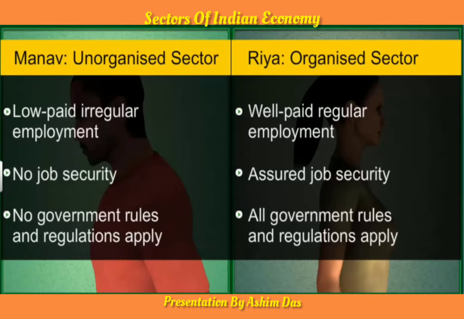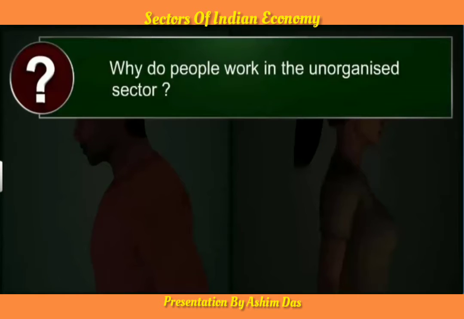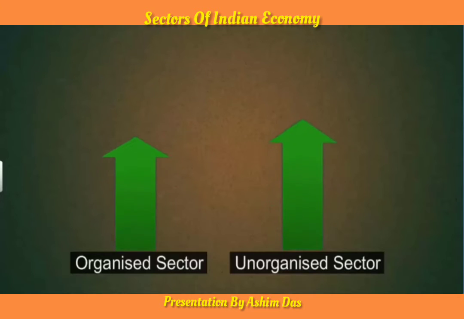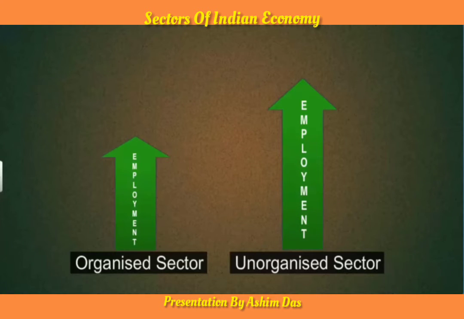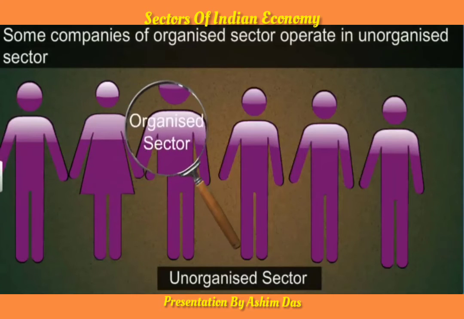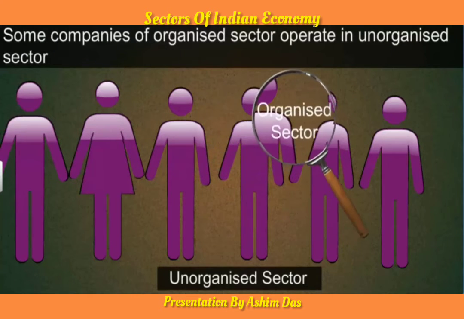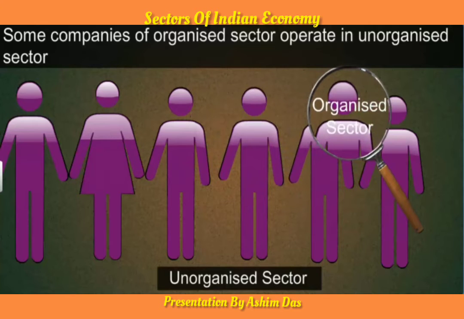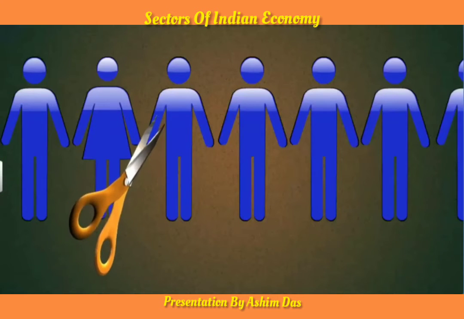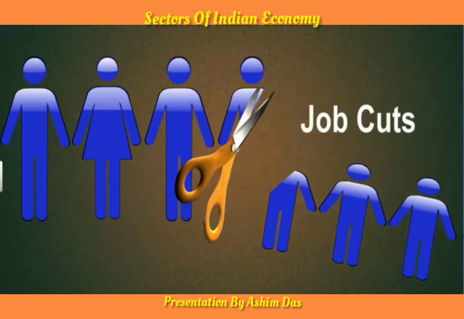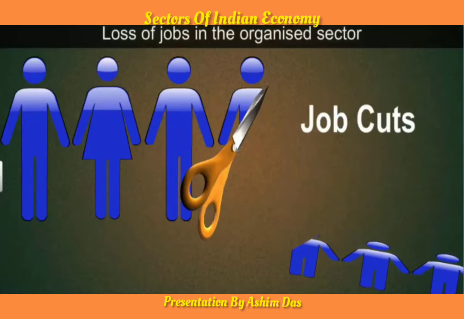When the organized sector offers better employment conditions, why do people work in the unorganized sector? Let's find out. The organized sector offers fewer employment opportunities than the unorganized sector. Some companies from the organized sector operate in the unorganized sector to save taxes and to avoid giving the employees their due benefits. Since the 1990s, a lot of people employed in the organized sector have lost their jobs and been forced to take up employment in the unorganized sector.